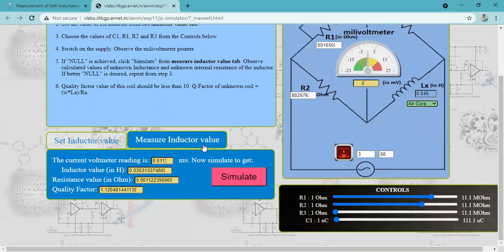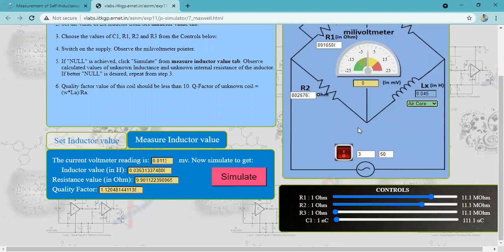Then here on the left hand side, there is set inductor value, measure inductor value, and 4 points are mentioned: the current voltmeter reading, inductor value in H, that is Henry, resistance value in ohms, and quality factor. And then there is a simulate button. You have to simulate your Maxwell's bridge after setting R1, R2, R3 and C. So let me start with one reading. Now you have to take 10 readings for this Maxwell's bridge.